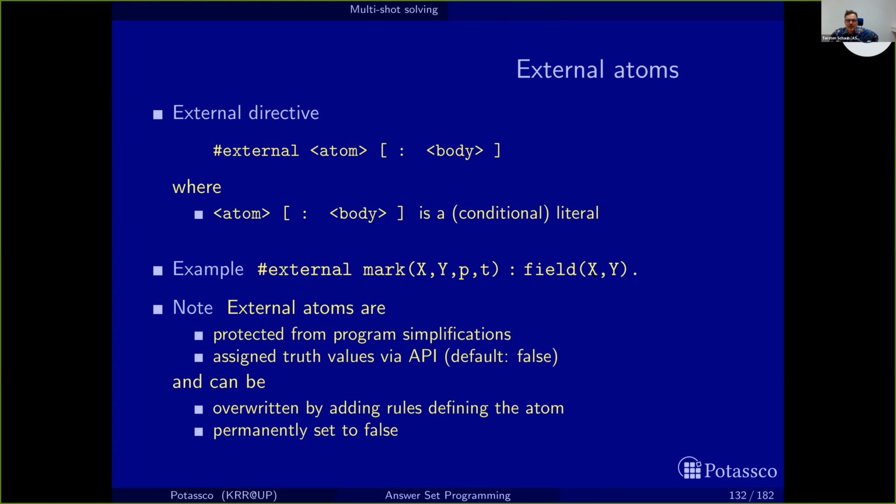And what these external atoms are, they are protected from program simplification, right? And then you can assign truth values to them via the API. Once you add a rule later on, they get overwritten and eliminated from the system, and they can also be permanently set to false, so that I don't need you anymore, and then the whole thing can be simplified. Let's look a little bit at that.